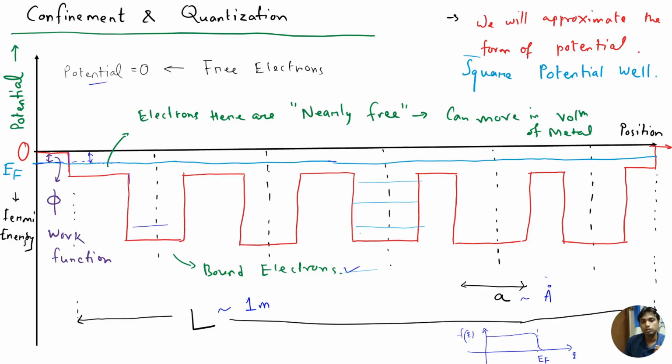So energy levels are discrete in the bound region, right? That's what we saw. When there is confinement, energy levels are discrete. So you can take either this energy value or this energy value or this energy value and nothing in between. When you start filling in the electrons, these electrons can move only in this extent. So these are your bound energy states.